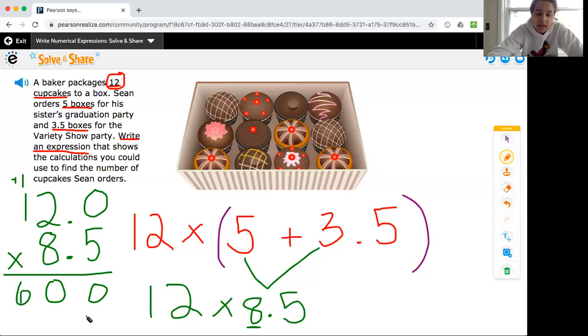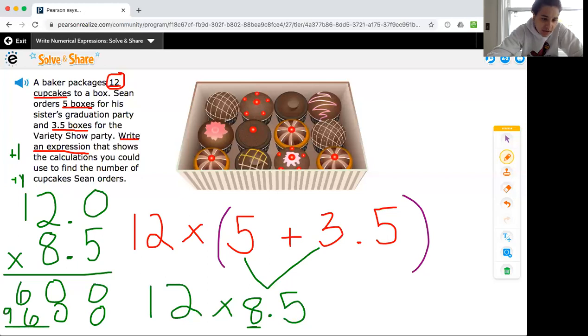Remember, we're not done. We need to move over to the next place value, our 8, which is in the ones. So I put my 0 and I keep multiplying. 8 times 0 is 0. 8 times 2 is 16. So I write my 6, carry my 1. 8 times 1 is 8, plus 1 is 9.